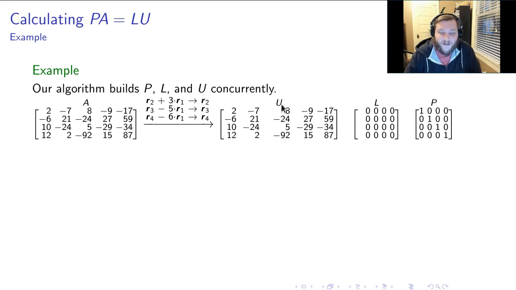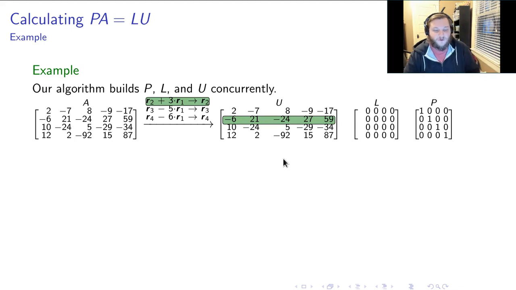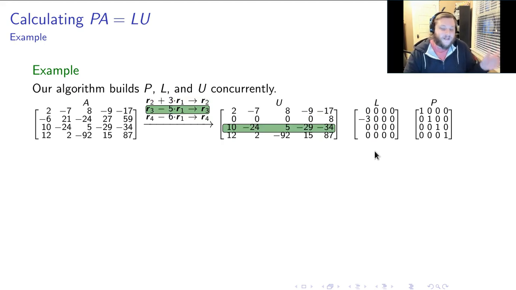So I'm building U every time I do a row operation. I'm taking row 2 and adding 3 times row 1. So that zeroes out the 2, 1 position. And in this step, the multiplier I'm using to manipulate row 2 using row 1 is equal to 3. So what I do is I go over to L and I look at the 2, 1 position and I insert the negative of this multiplier, which is negative 3. Let's look at the second operation.